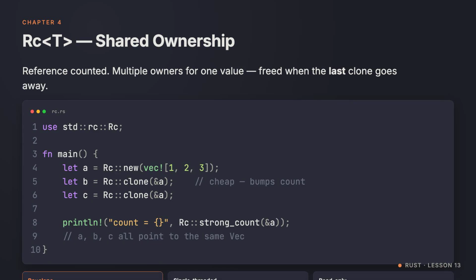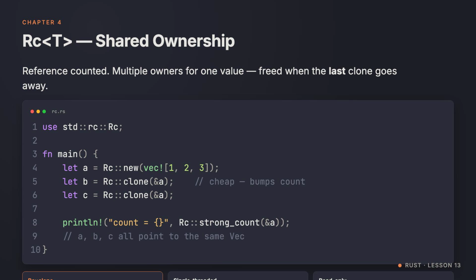For single-threaded scenarios, Rust gives you Rc, short for reference counted. Wrapping a value in Rc::new gives you a shared handle. Calling Rc::clone on that handle creates a new owner. It doesn't deep copy the data, it just increments a counter. The value stays alive as long as at least one owner exists. When the last Rc is dropped, the counter hits 0 and the underlying data is freed.